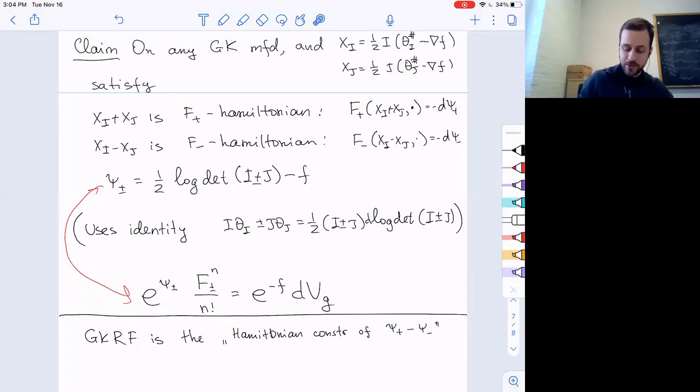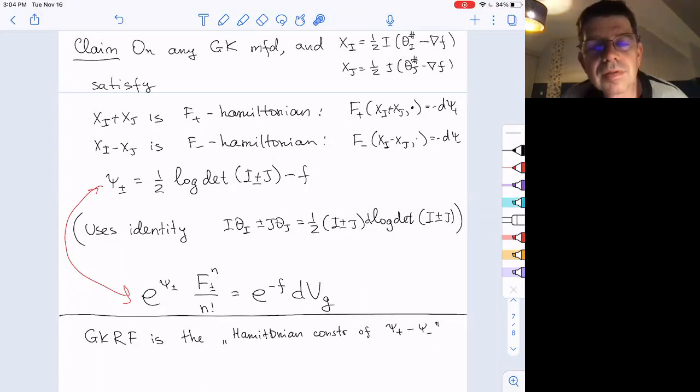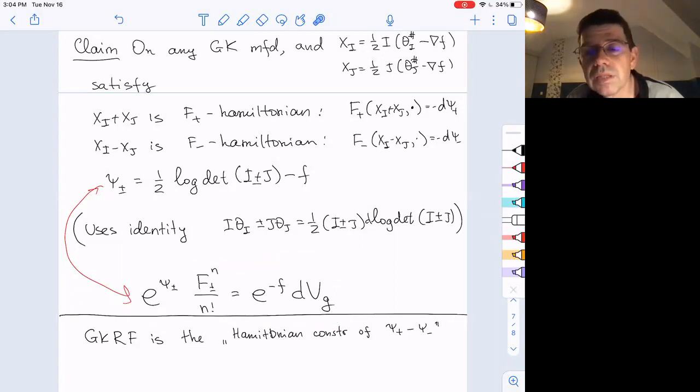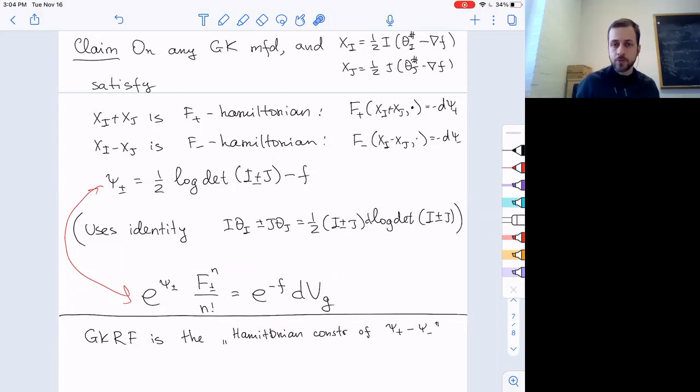Yuri, I have a question. Just forgetting some details, this relation that e to the psi plus, times F plus to the n, is globally defined, does that eventually determine X_I and X_J completely, or you're not sure? No, I don't think it determines X_I and X_J. Yeah, that's actually a good question. That's something I've been thinking about recently. I don't think it alone determines them.